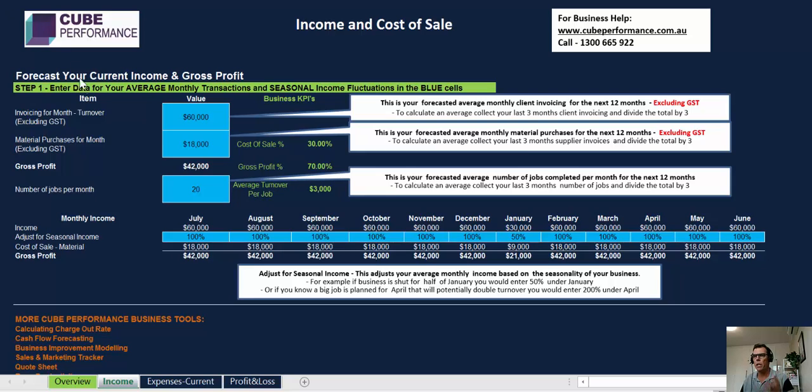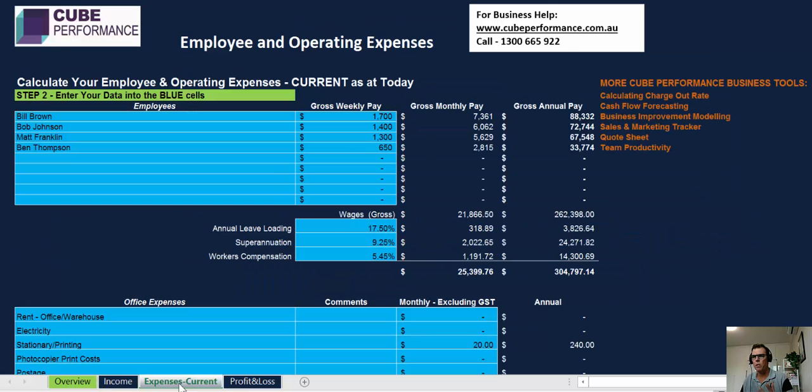Once we've done that, we're going to go to the next tab down the bottom, which is expenses. We're going to click on the expenses tab, and here we're going to work out line by line what you are planning to invest over the next 12 months. Now, you'll start with your team. What team? And obviously here again, all the blue cells, just enter information in the blue cells.